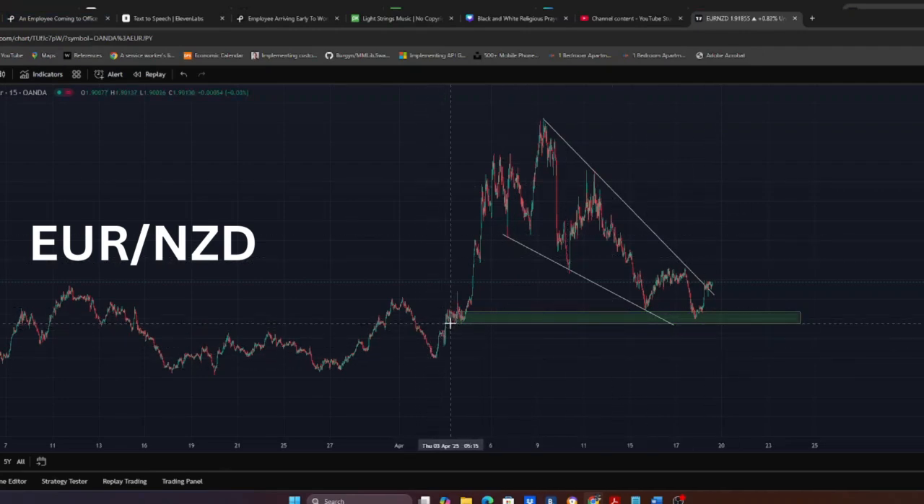EURNZD pushed up, and then once it started running out of momentum, it started building a pattern. This is a continuation pattern, guys, and this is a bullish pattern, right? As you can look at here, that's where the impulse started. The impulse started here, it pushed up, and then started building a pattern. Now, when it comes to this impulse, it started breaking the pattern for the first time.